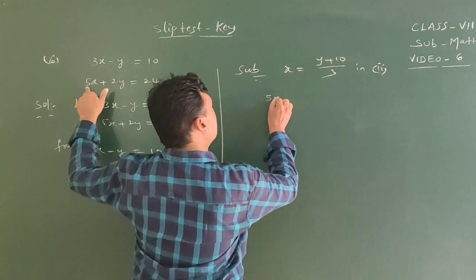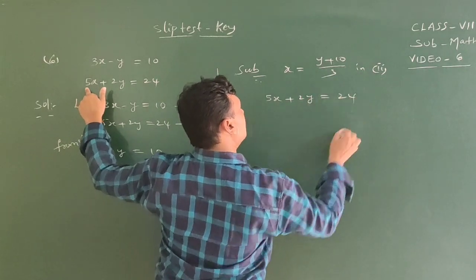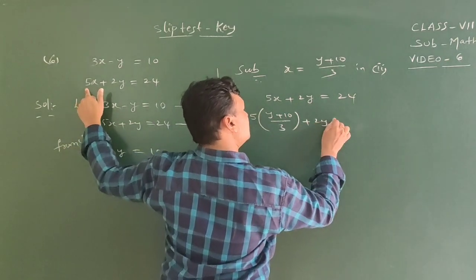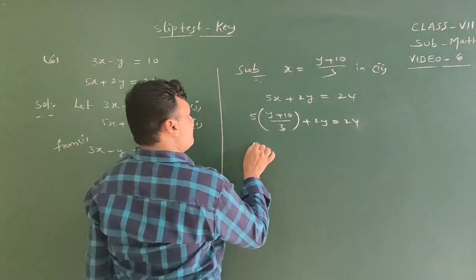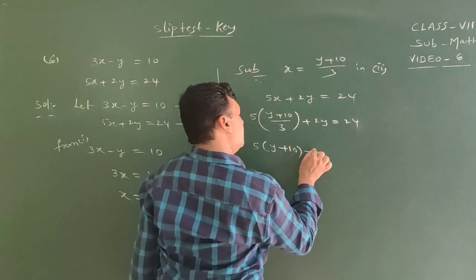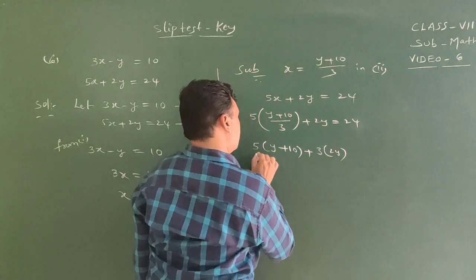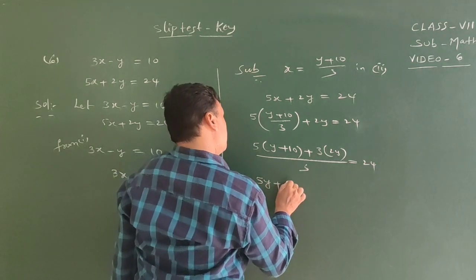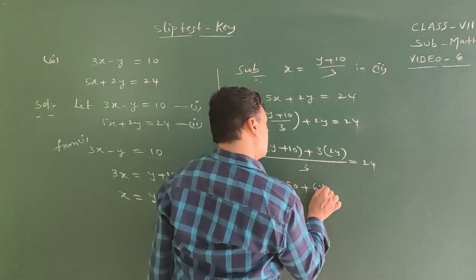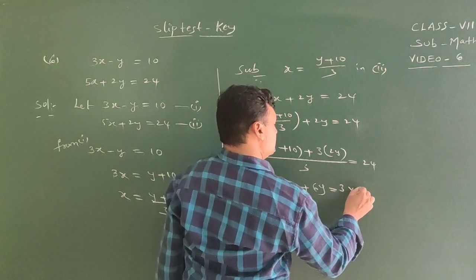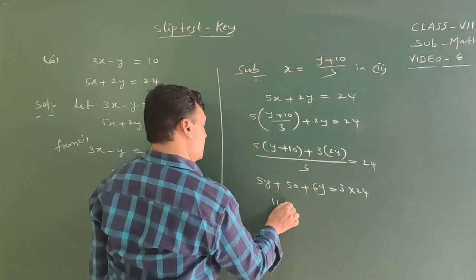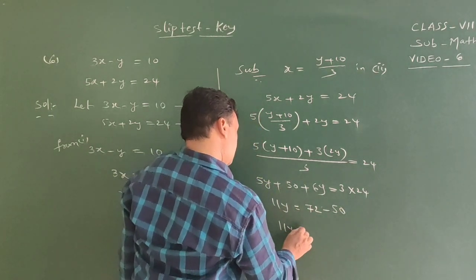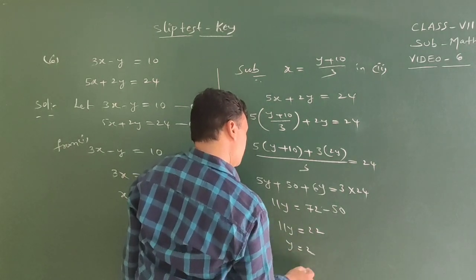Here 5x plus 2y equal to 24, so we have 5 into (y plus 10) by 3 plus 2y equal to 24. Then 5 into (y plus 10) plus 3 into 2y by 3 equal to 24. Here 5y plus 50 plus 6y equal to 3 into 24. Here 11y equal to 72 minus 50. 11y equal to 22. y equal to 2.